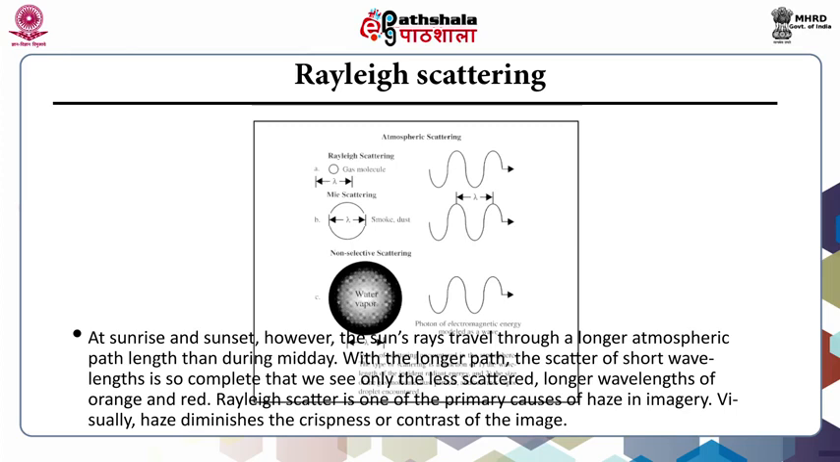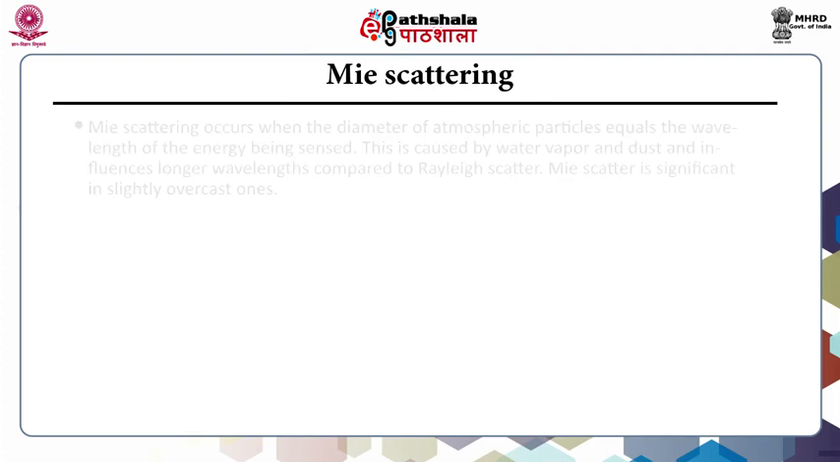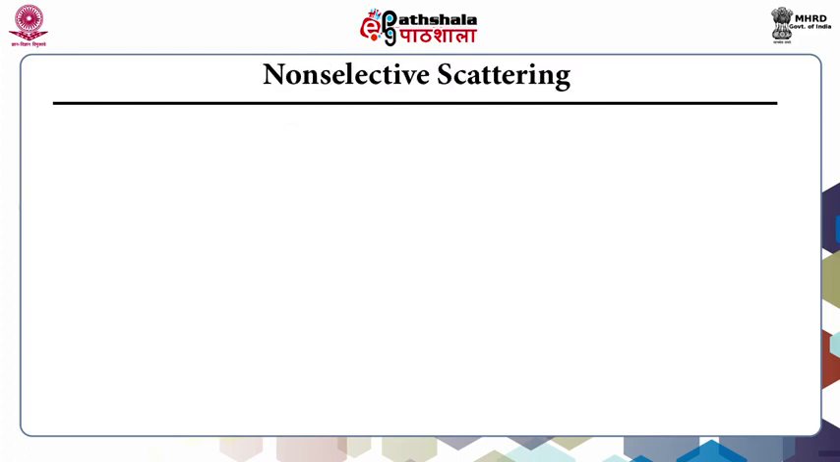Rayleigh scatter is one of the primary causes of haze in imagery. Visually, haze diminishes the crispness or contrast of the image. Second one is the Mie scattering. Mie scattering occurs when the diameter of atmospheric particles equals the wavelength of the energy being sensed. This is caused by water vapor and dust and influences longer wavelengths compared to Rayleigh scatter. Mie scatter is significant in lightly overcast skies. Third one is the non-selective scattering.